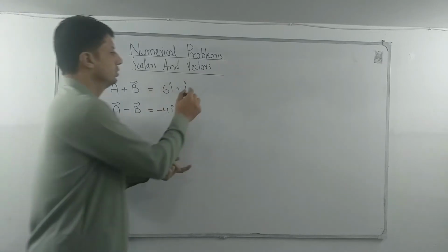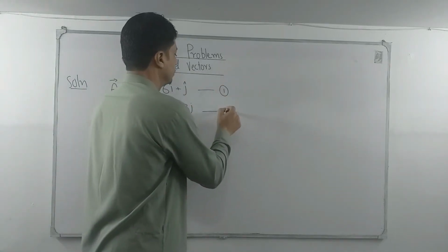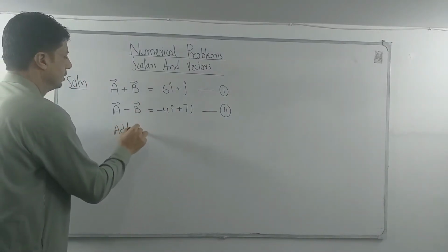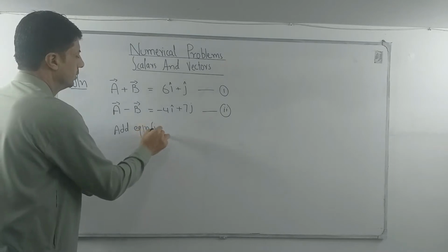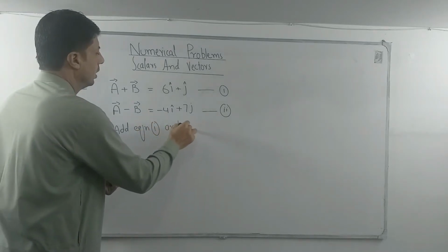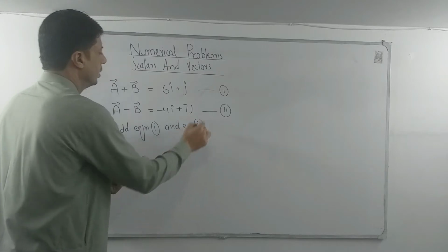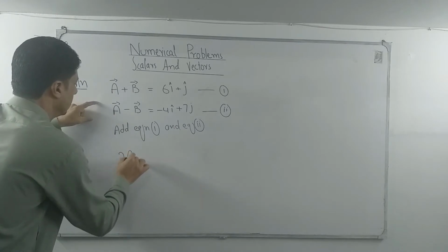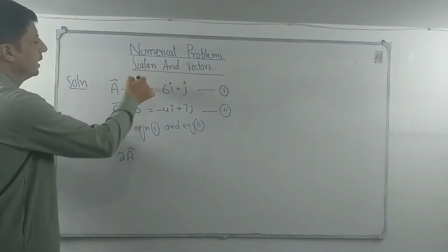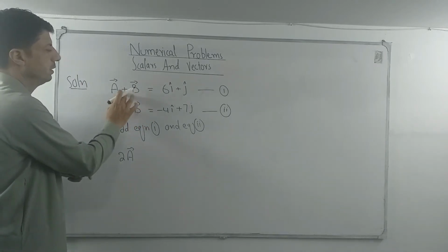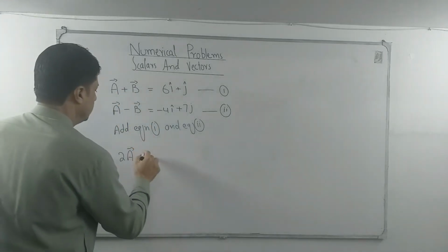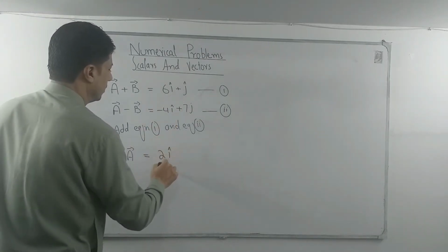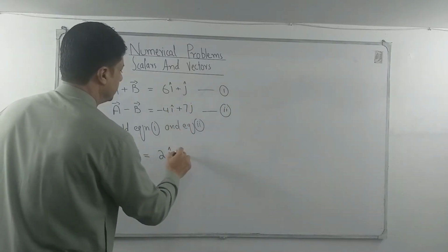Let's say this is equation number 1, this is equation number 2. Add equation 1 and equation 2. When we add these, we get A plus A is 2A, and plus B will be cancelled out with minus B. This is equal to 6i minus 4i is 2i, and j plus 7j is 8j.